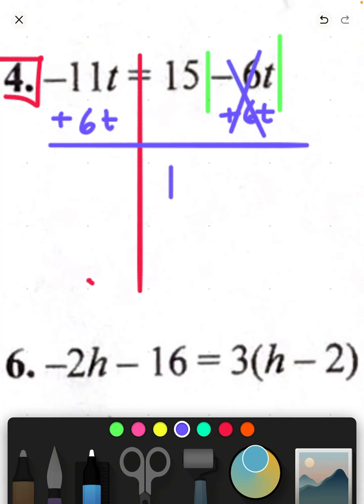In this situation, we have 15 over here. Negative 11 plus 6. Different signs, subtract, keep the larger. You got more negatives. It's negative 5t equals 15. That's a one-step equation. Divide by negative 5 on both sides, different signs. Again, you will get your answer for t.